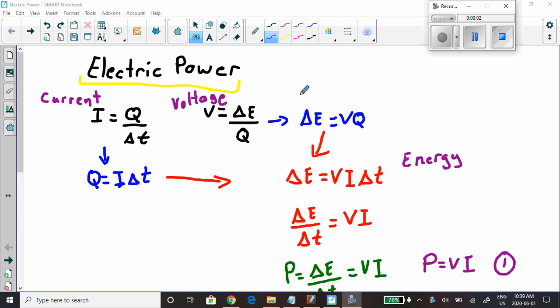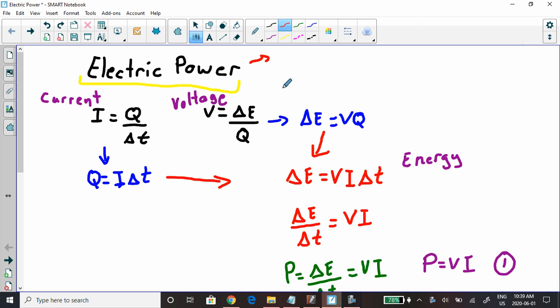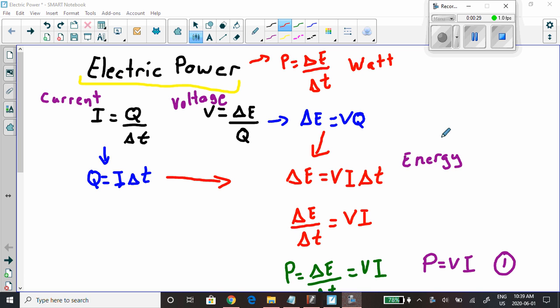Okay, kids, we're back here and we're talking about electric power. Now, power is a word you've seen before when we were talking about energy way back in chapter 4. We learned power was how much energy was transferred in a certain amount of time, and it was measured in the watt.